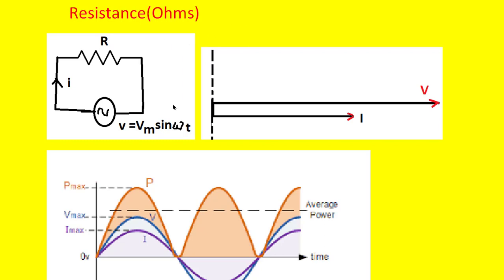So for a resistance, if you apply the voltage and current flows, then in that case voltage and current are in phase with each other, and if you see the waveforms, they look like this. This is the voltage waveform and this is the current waveform. Both are in phase with each other.